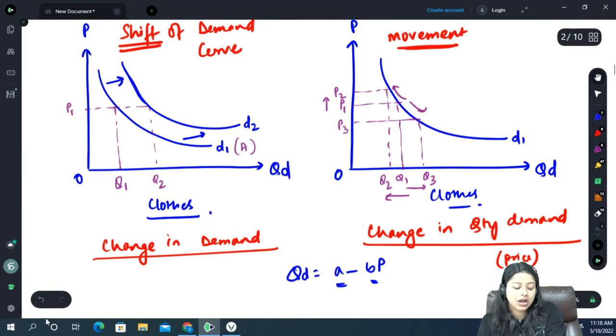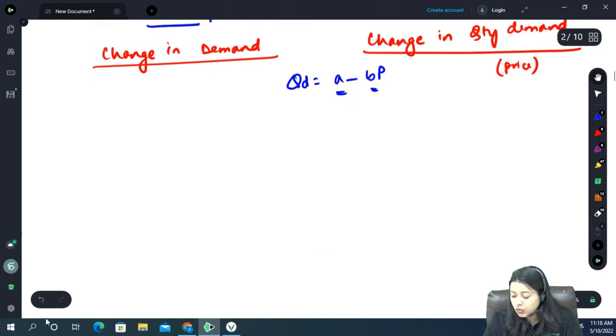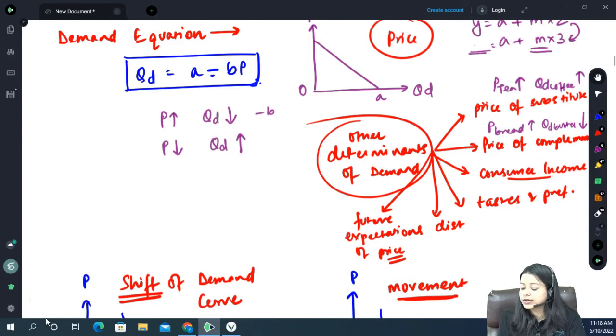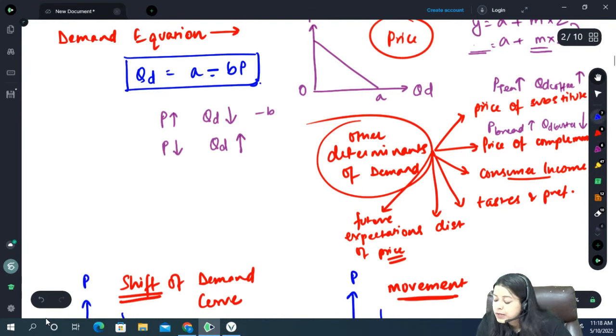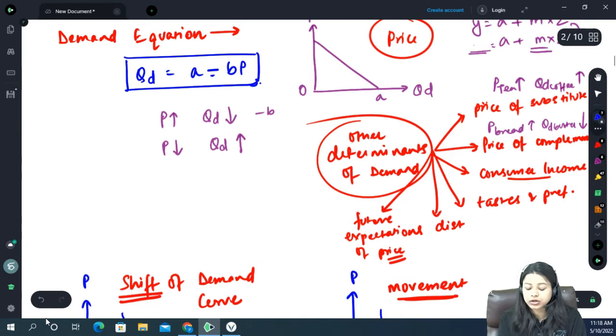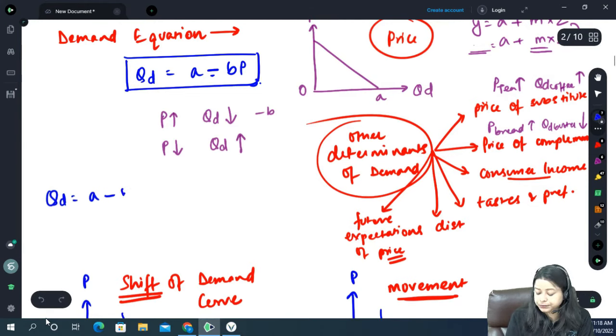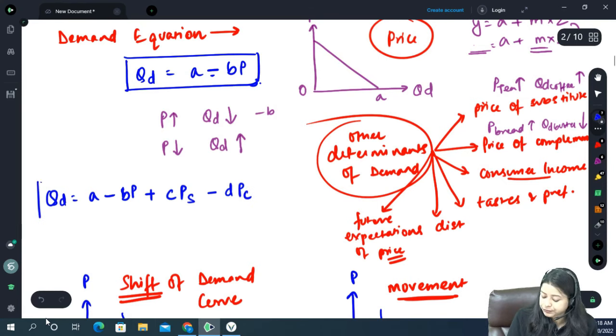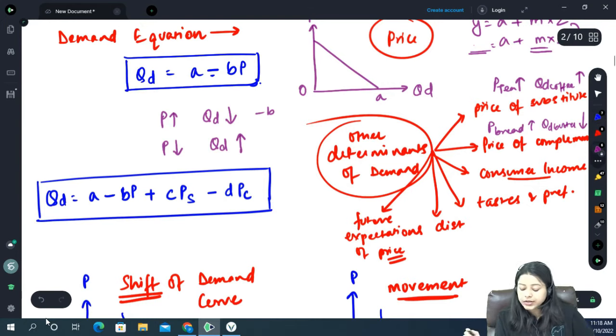Now with this, one more last concept that we'll have to study. We have talked about so much of tastes and preferences, or different determinants basically. So now let me construct a new, better demand equation. QD, let me first write it down. All right. Now see this. Here A and BP, this is the same as the earlier equation.